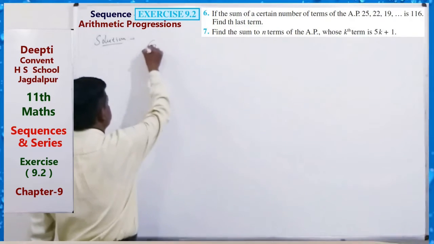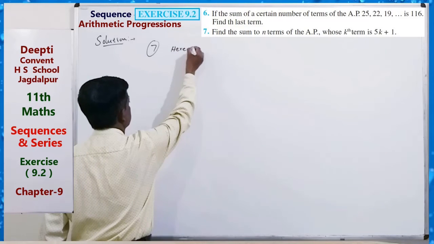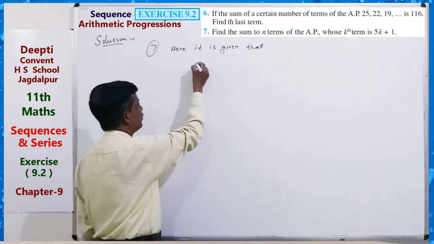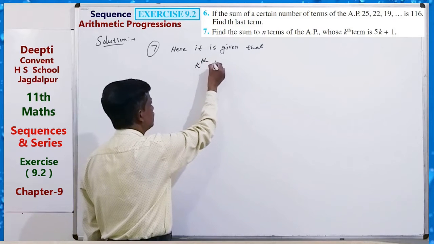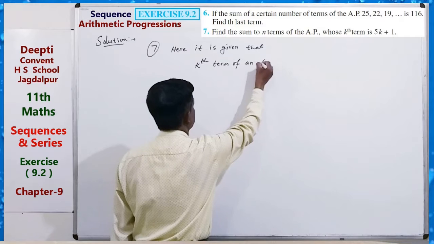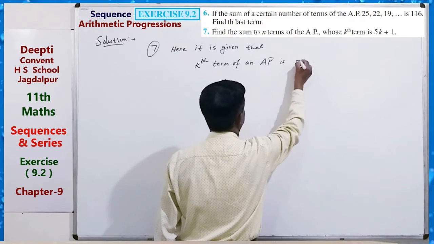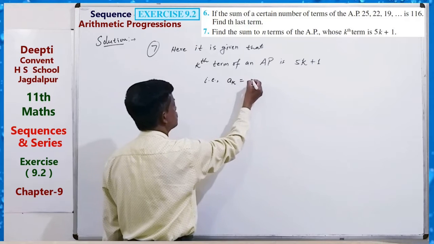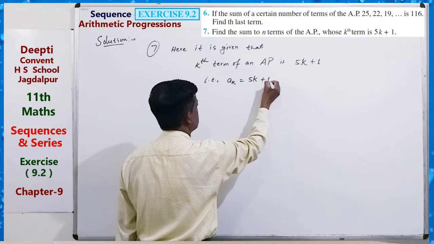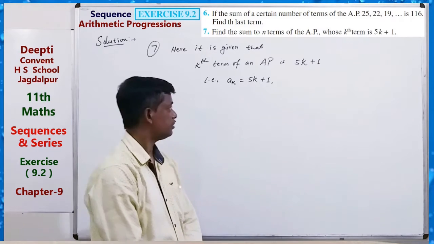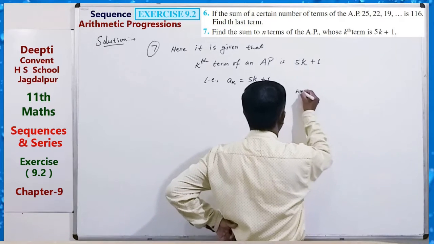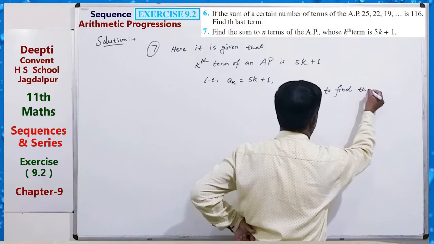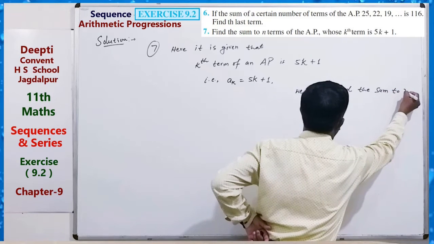So here just see, it is given that the kth term of an AP is 5k plus 1, that is, ak equals 5k plus 1. Clear? And we have to find the sum to n terms.